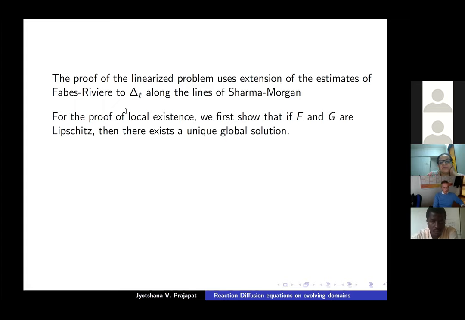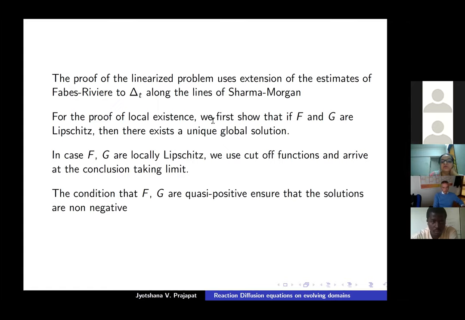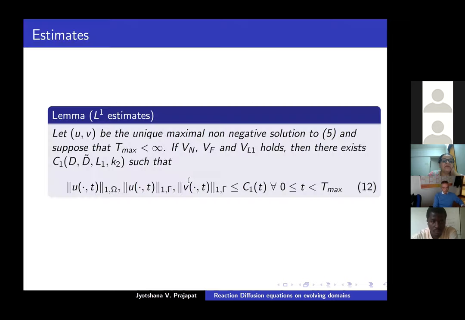What we do for the proof is first show that if f and g are Lipschitz, then there exists a unique global solution using the solution of the linearized problem. And if they are just locally Lipschitz, then we use a cutoff function and arrive at the conclusion by taking the limit. So here the condition that f and g are quasi-positive ensures, as I said initially, that the solutions remain non-negative. Okay.